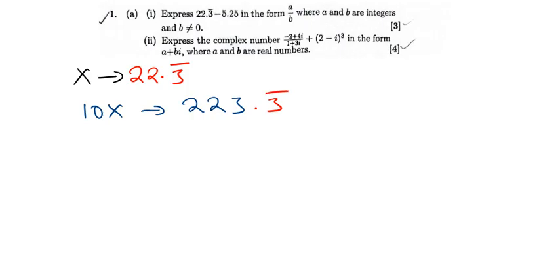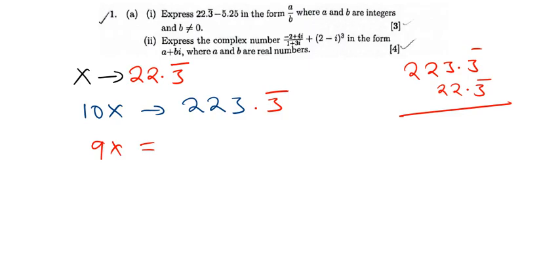So now we can try to subtract 10x minus the x, that would be 9x, and then we can equally subtract the right hand side, 223.3 recurring minus 22.3 recurring. The idea is we want the recurring parts to cancel, so then you remain with a 2, a 0, and a 1. So what is 201? To find the fraction, it will be 201 divided by 9, right?